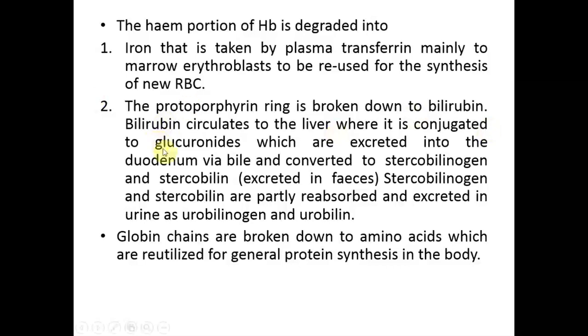It goes to the liver where conjugation happens with a compound called glucuronide, converting it into what is called conjugated bilirubin. This is excreted through the bile, which opens into the duodenum, to be converted later into stercobilinogen and stercobilin that is excreted in the feces. Some of the stercobilinogen and stercobilin are also reabsorbed and excreted in the kidney as urobilinogen and urobilin.